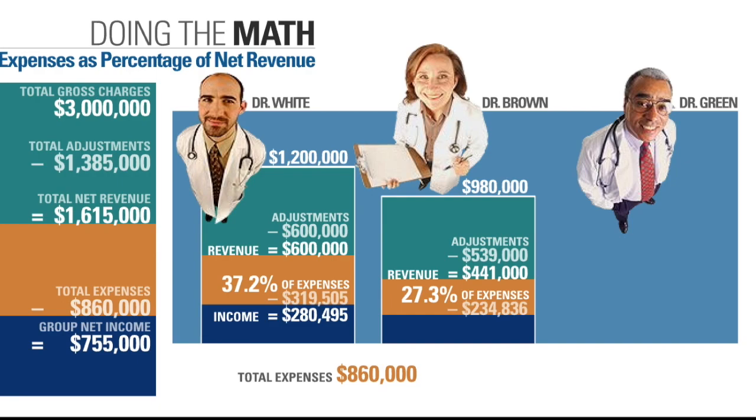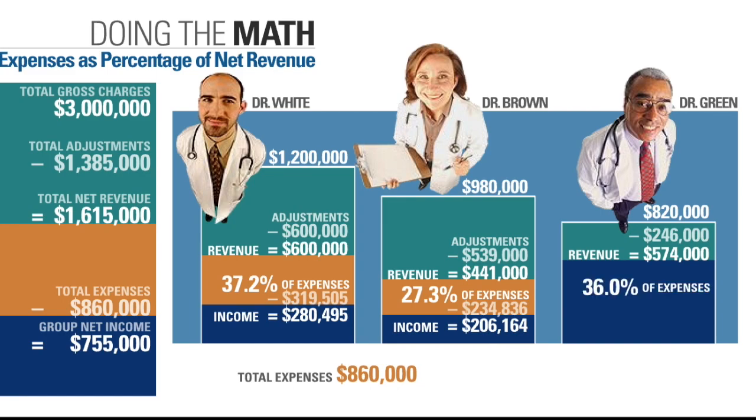Dr. Brown is allocated 27.3% of this amount, or $234,836. When this amount is subtracted from her net revenues, her income will be $206,164. Dr. Green is allocated 36% of this amount, or $305,659. When this amount is subtracted from his net revenues, his income will be $268,341. As you can see, by using this method, Dr. White's income has dropped dramatically, while Dr. Brown's has significantly increased.